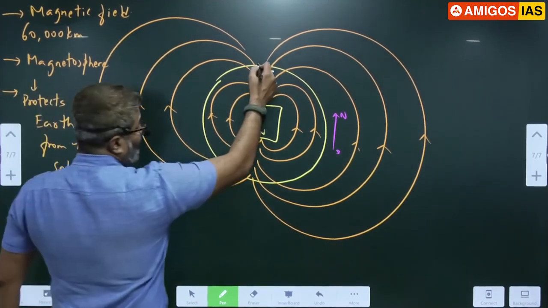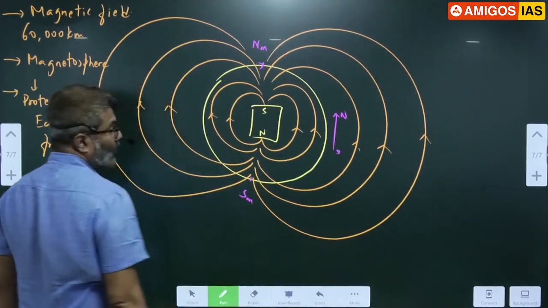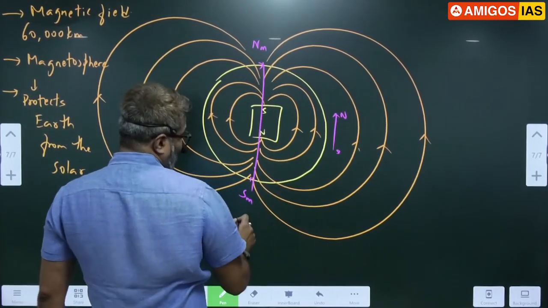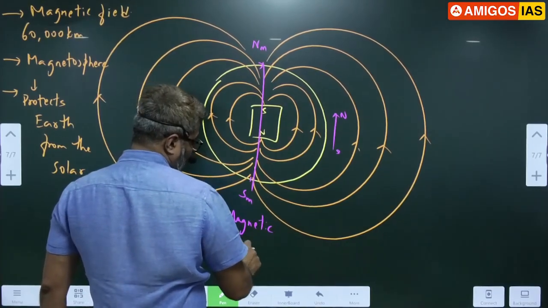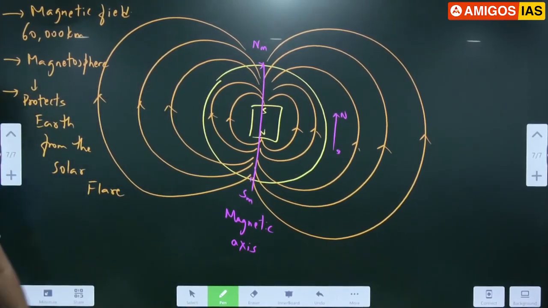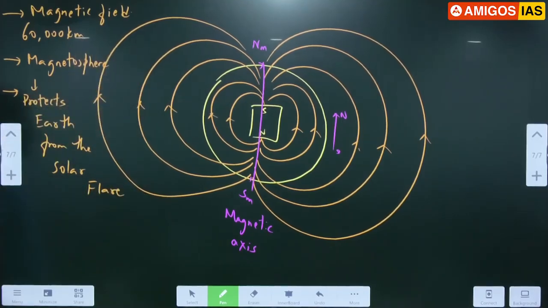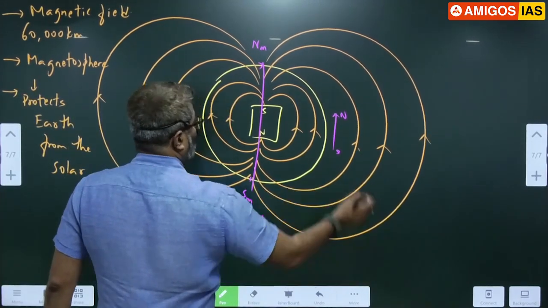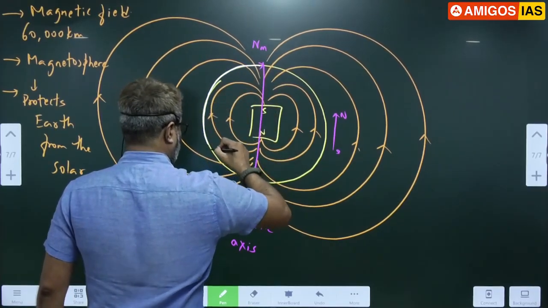So that is the reason we call this point the magnetic north and this point the magnetic south. Please write. The line connecting the north magnetic pole and the south magnetic pole is called the magnetic axis. What is the magnetic axis? They'll ask. The magnetic axis is the axis connecting the north magnetic pole to the south magnetic pole. I am writing in white color for earth so that there is some color difference.